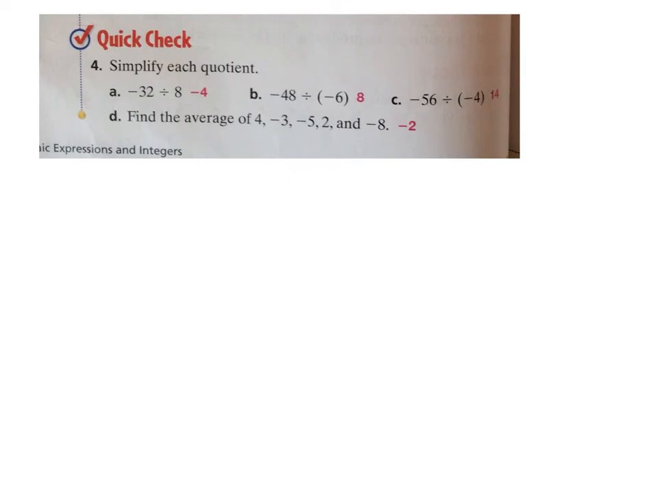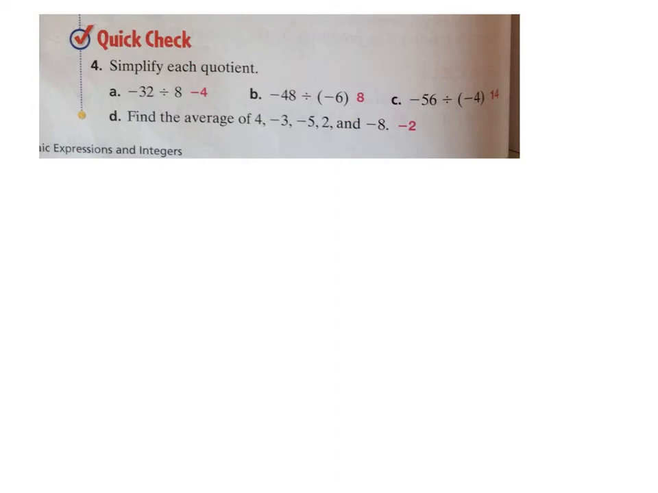Alrighty, simplify each quotient. That means just divide, right? Here we have negative 32 divided by positive 8. Again, one of each sign, so it's going to be a negative answer. 32 divided by 8 is 4, so negative 4. Here, one of each sign, so it's going to be a negative answer. 48 divided by 6 is 8, so again it's negative 8. Here, both negatives, so it comes out positive. Same sign, positive answer. Negative 56 divided by negative 4 is 14. Can you see that there? 14. So it's a positive 14.